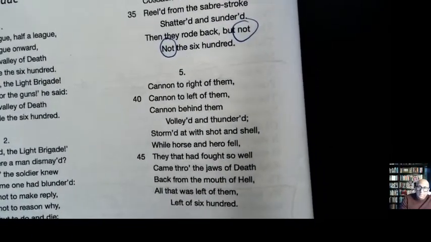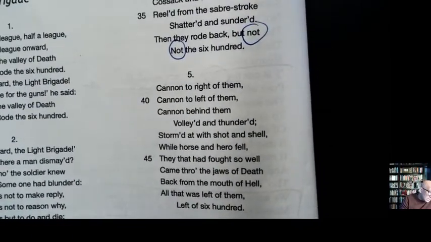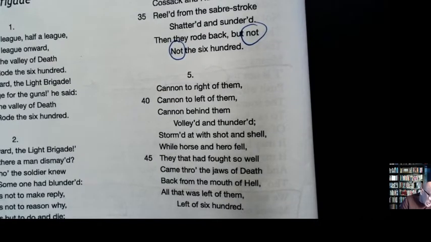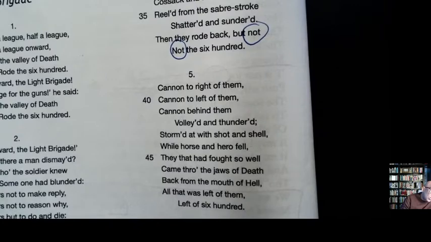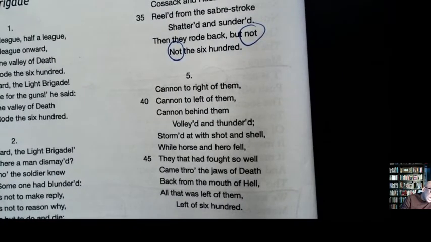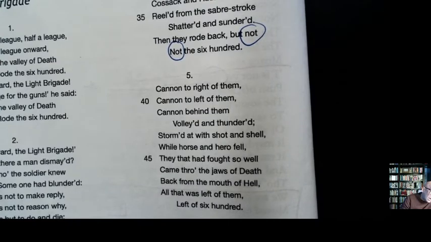Cannon to the right of them, cannon to the left of them, cannon behind them, volleyed and thundered, stormed at with shot and shell, while horse and hero fell. They that had fought so well came through the jaws of death, back from the mouth of hell, all that was left of them, left of 600.